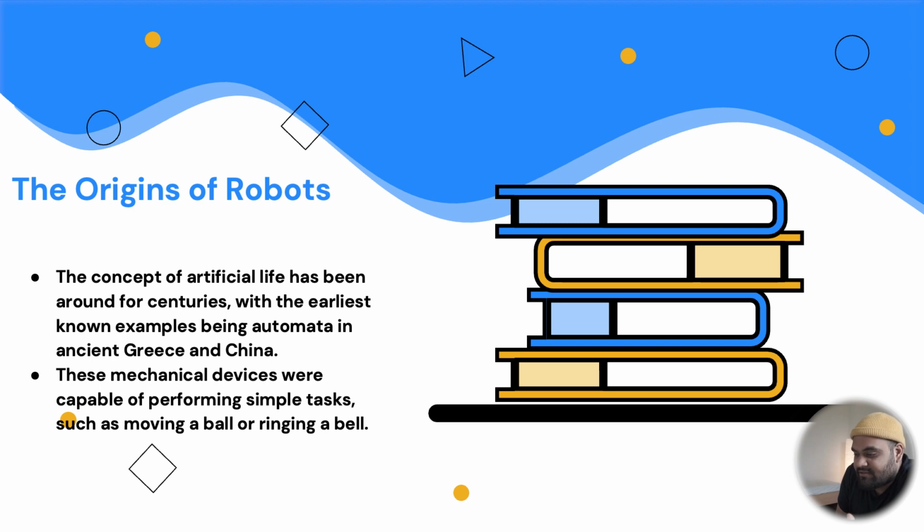So the concept of artificial life, essentially using machines as a life form, originated centuries back with the automata, in ancient Greece and in China. So both Greece and China are contributors for this, and it started with automata, or automation, as we call it these days. These mechanical devices were capable of performing simple tasks such as moving a ball or ringing a bell. Now, the main idea at that time was to automate something. That's why it's known as automata. And doing some simple tasks with the help of machines included moving a ball or ringing a bell, which is very simple and very straightforward.